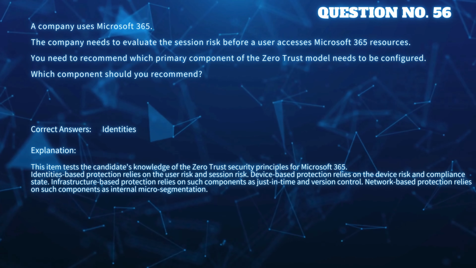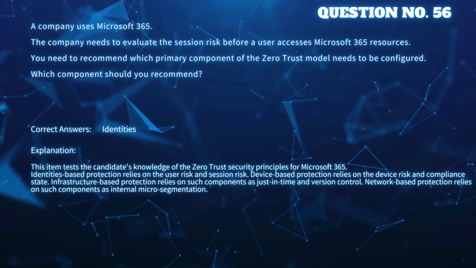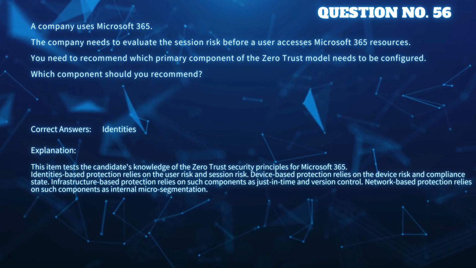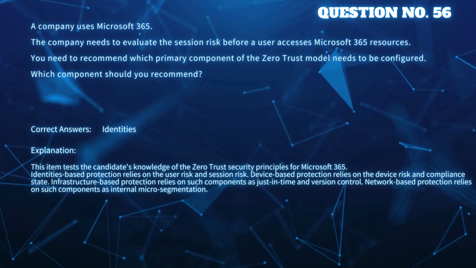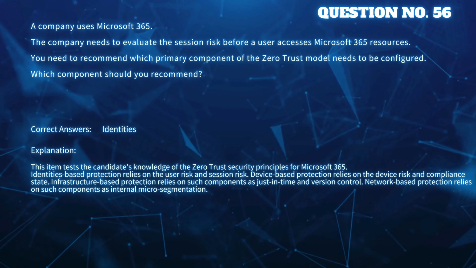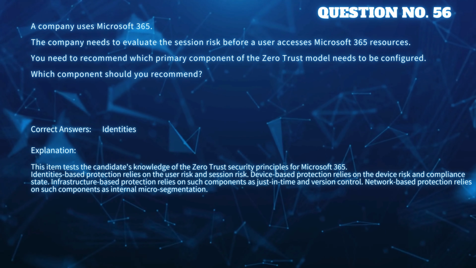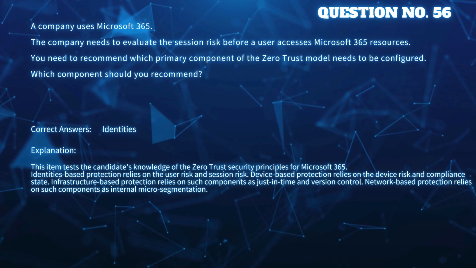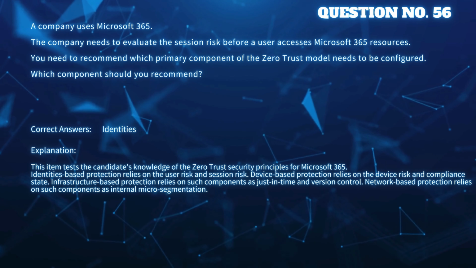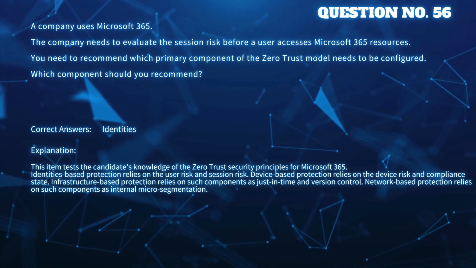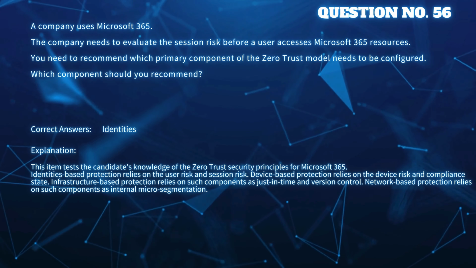Correct answer: Identities. Explanation: this item tests the candidate's knowledge of the Zero Trust security principles for Microsoft 365. Identities-based protection relies on the user risk and session risk. Device-based protection relies on the device risk and compliance state. Infrastructure-based protection relies on such components as just-in-time and version control.